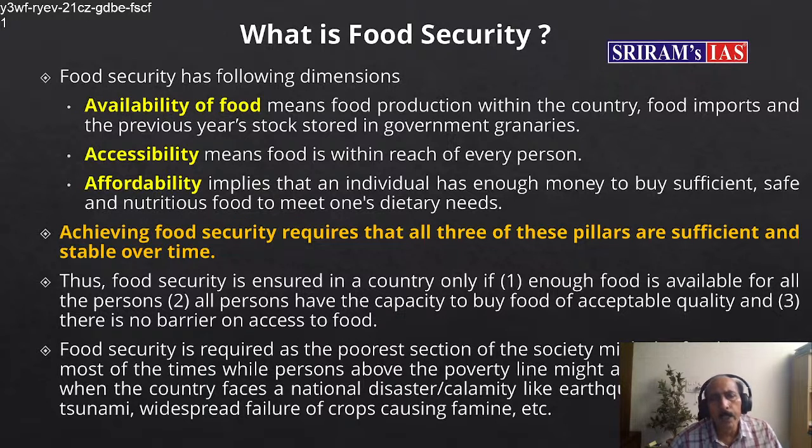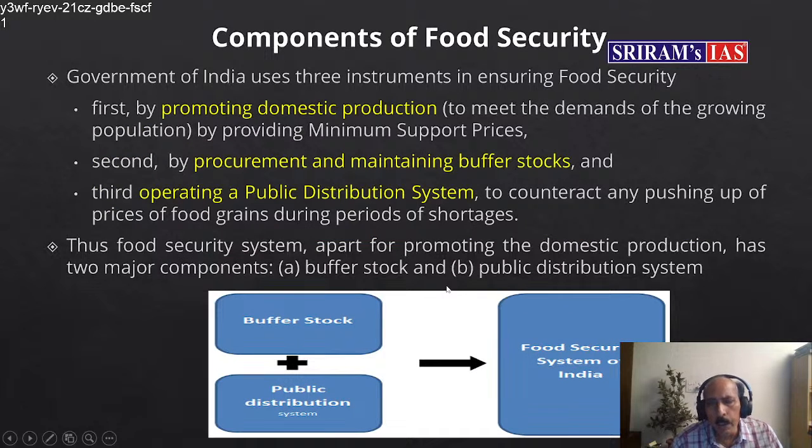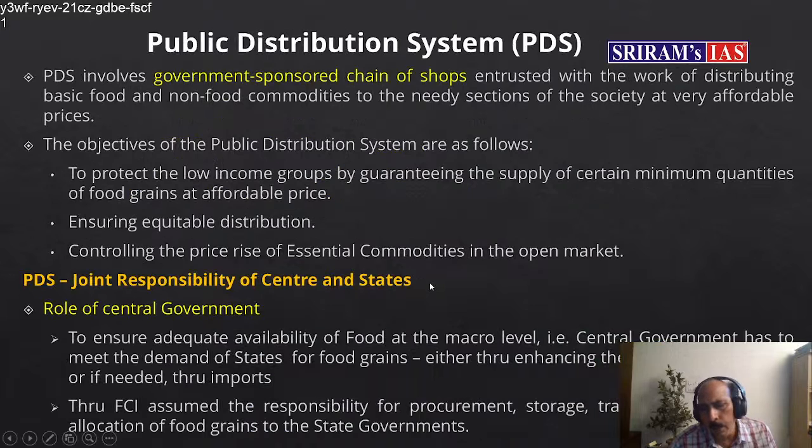And that's why the important part of the food security system is the PDS system plus the buffer stock system. The PDS system is run jointly by the center and the state. Buffer stock policy is maintained by the central government. And the central government, from time to time, keeping in view the increasing demand by the states, can change the buffer norms to be maintained by the FCI.